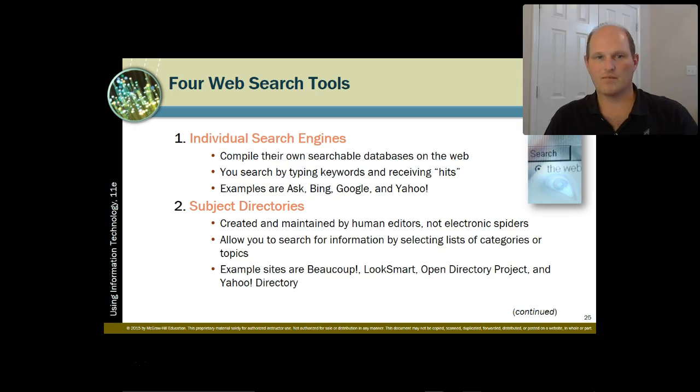Subject directories are also lists of websites, but these are created and maintained by human editors instead of, for instance, search engines that use things called spiders that go through and look through each individual web page for these key terms. Those are normally in the headers of the web page, which is just a portion of the web page that says these are some key terms that whenever people search for it, I want you to grab my web page. Whereas a directory is something that human editors go in and look at web pages and decide this is where this web page belongs in this directory. So it allows you to search for information by selecting lists of categories. An example would be, well, you guys can read the examples.